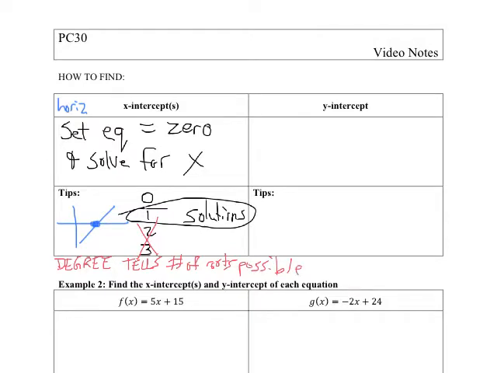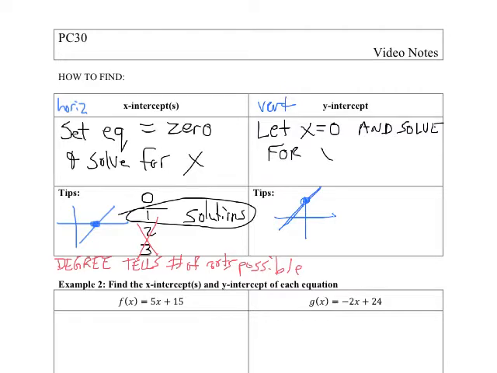Right. So for the y-intercept, we're looking at where the line is crossing the vertical axis. So sometimes we call the y-intercept the vertical intercept. And for this we let x equal 0 and solve for y. So let's try that on these two problems below.